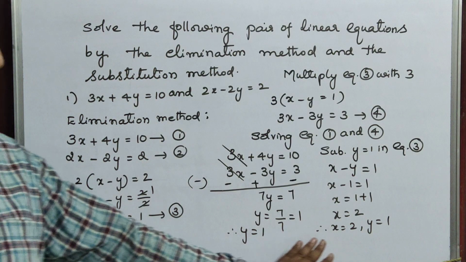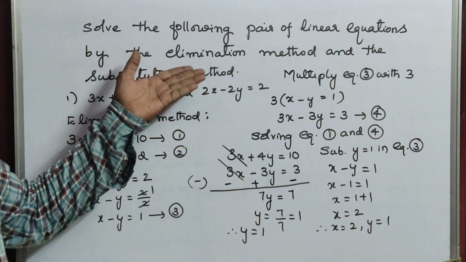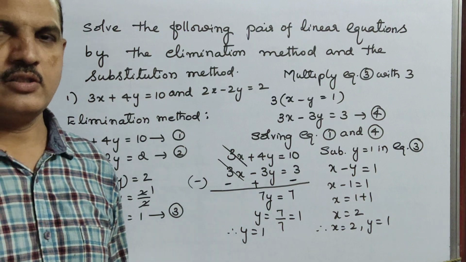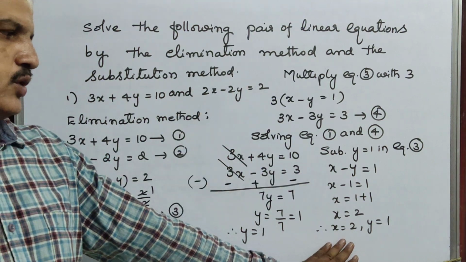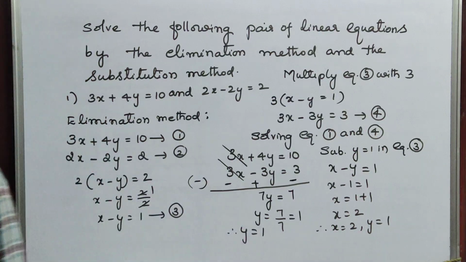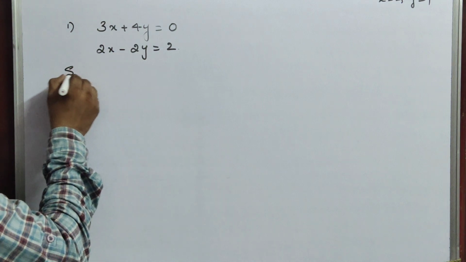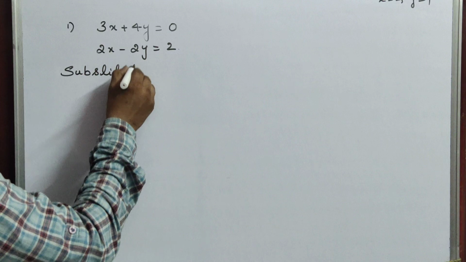So remember the values of x and y, children. Why? Because we have to do the substitution method. There also you have to get the same answers. If you did not get them, somewhere you have done wrong. So remember x value 2 and y value 1. Now we will go for the substitution method, children. Now we are doing which method? Substitution method. So heading: substitution method.